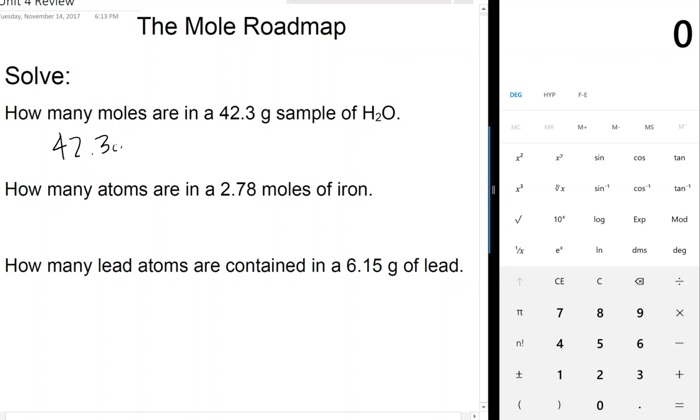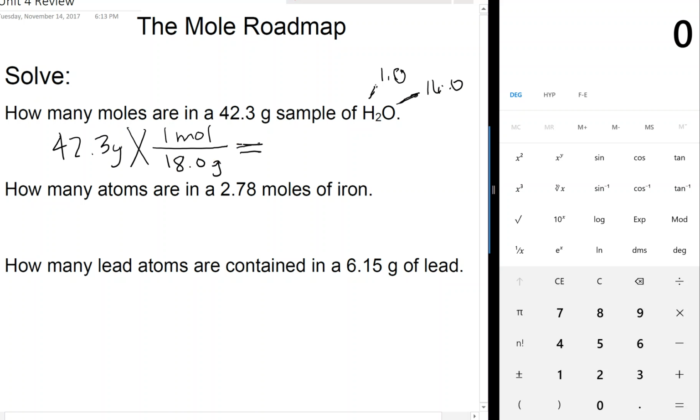42.3 grams of water is our starting number, so it will go out in front. We'll then use our mole roadmap and we'll multiply it by 1 mole over the molar mass of water. Water is made up of 2 H's and 1 O. So when we look up those elements on the periodic table, we find that hydrogen has a molar mass of 1.0 and oxygen has a molar mass of 16.0. So when we add up 2 H's plus 1 O, we get a molar mass of 18.0 grams.